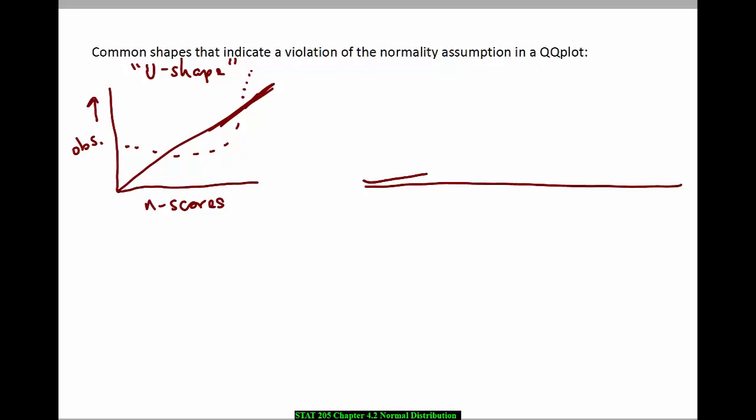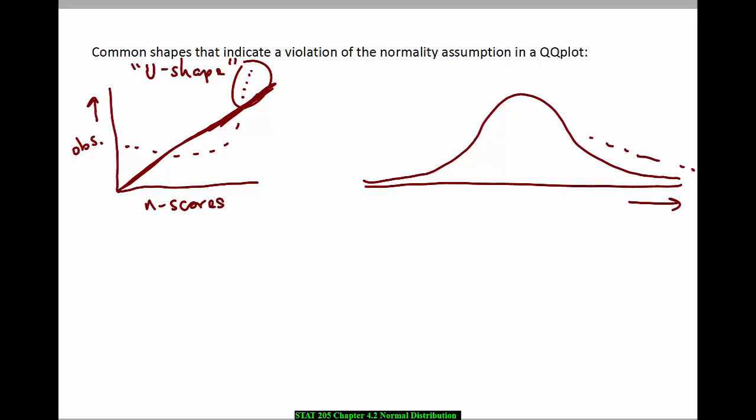So let's first draw our normal distribution. If it was from a normal distribution, they would be on the line on the QQ plot. But our observations are too high to be from a normal distribution. They're above the line in the high end of the distribution. So that means that this right tail is extended out.